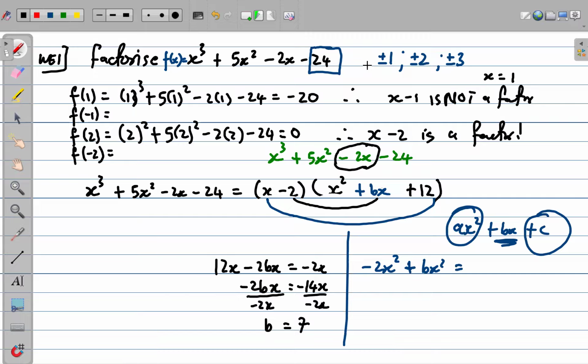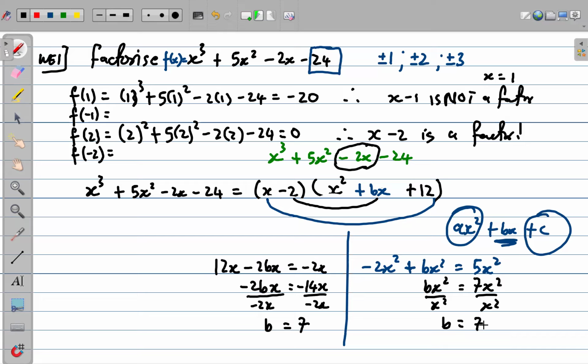4x. Come again? What should the squared terms give me? Look at the original, the one in green. Well done. It must give me 5x squared. Thank you. So it must give me 5x squared. So now bx squared will be equal to, so I'm adding like terms, will be equal to 7x squared. Then I divide by x squared here, and you see I still get b is equal to 7.